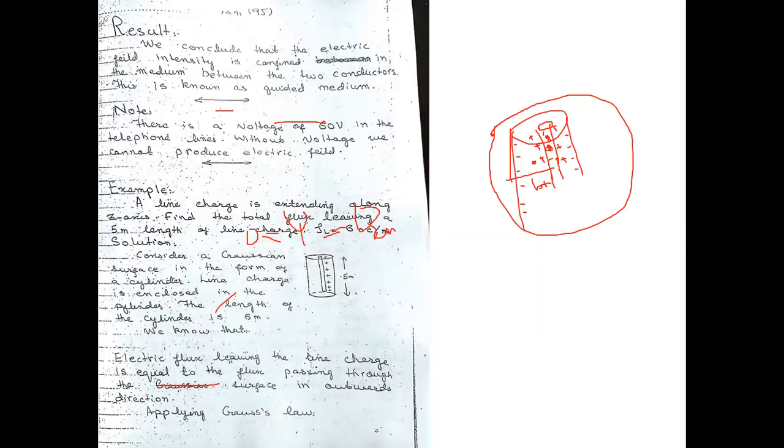So what we have concluded is that the electric field intensity is confined in the medium between the two conductors. This is known as a guided medium. We have concluded that the electric flux density or the electric field intensity lies only in this region, the medium between the two conductors. We have proved that no electric flux or electric field intensity lies inside the inner conductor or outside the outer conductor. It is only confined in this region.